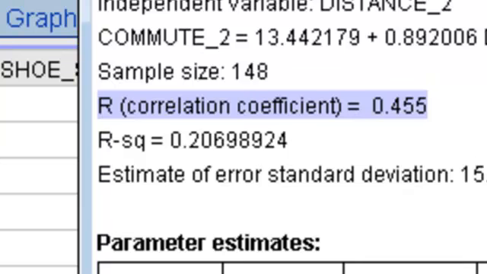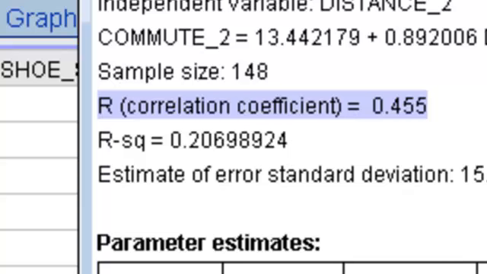Now we can check this by taking our correlation coefficient of 0.455 and squaring it. And we're going to see that our result will round to 0.207, our value for the model R square. But it's important to remember that this relationship between the correlation coefficient and the model R square only holds in the case of a simple linear regression. In other words, in a more complicated regression model, this result won't hold.